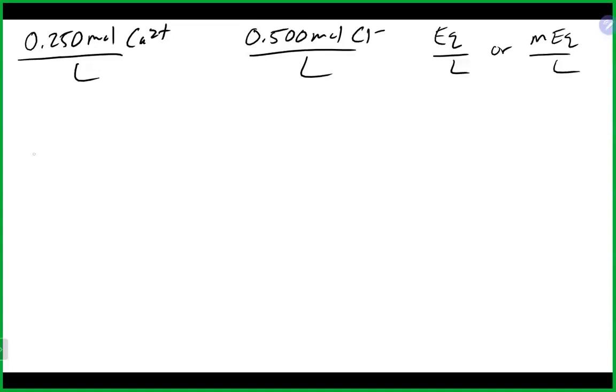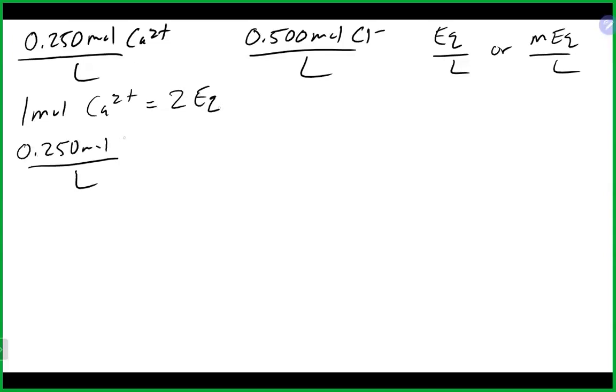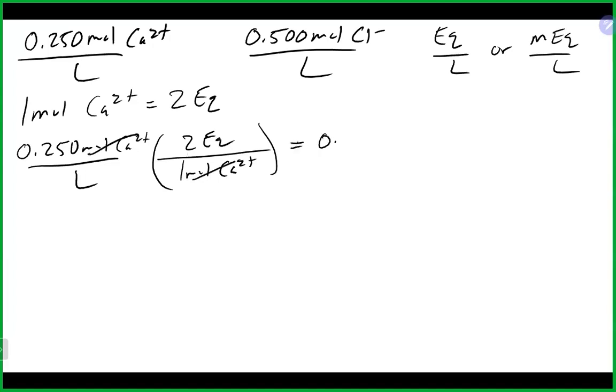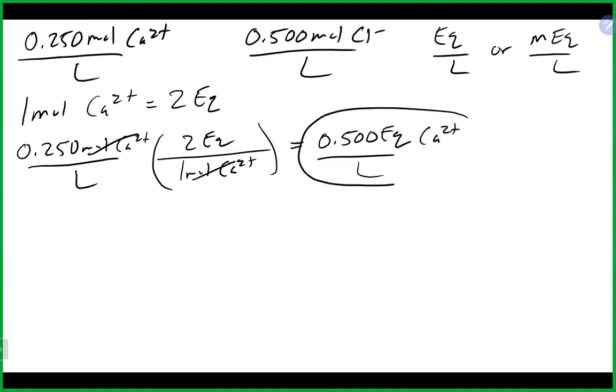So we'll start with the calcium. For 1 mole of calcium ions, how many equivalents will I have? It is 2. It's just the number, right? So it would be 2 equivalents. So if we do our first calculation here, 0.25 moles per liter of calcium, 1 mole of calcium ions gives us 2 equivalents. The moles of calcium will cancel. We'll leave us with 0.5 equivalents per liter of calcium, which would be one of our answers.